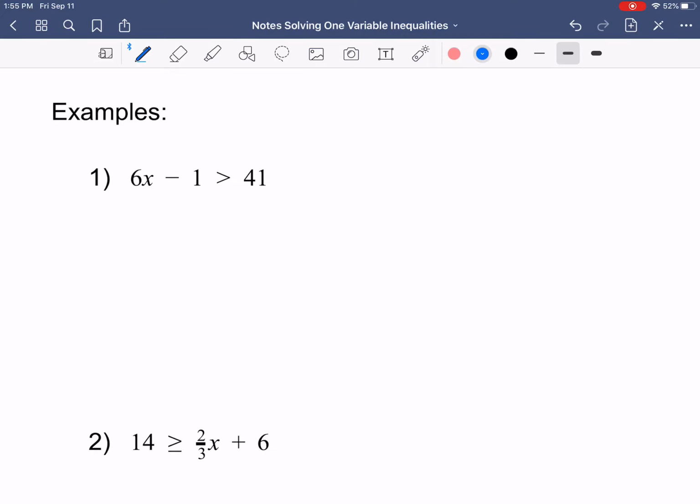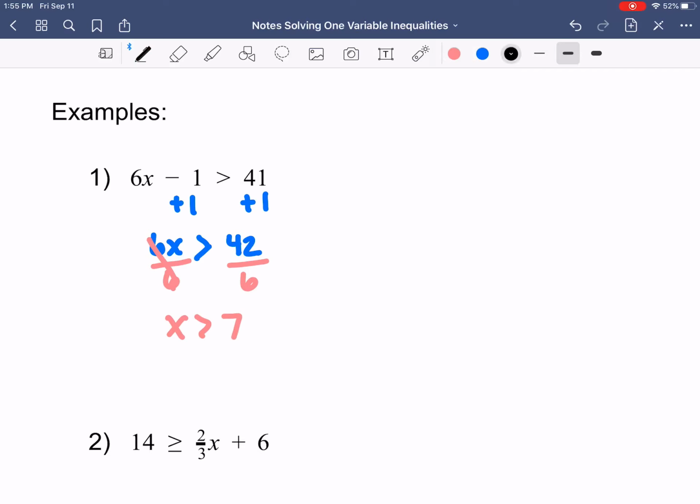Okay, so we use the same sort of steps as we did with solving equations. Our goal is to isolate our x. So first off, I'm going to add 1 to both sides so that I can get my variable by itself. I get 6x, that's not a 7, so that says 6x is greater than 42. I'm going to divide both sides by 6, and I get x is greater than 7.